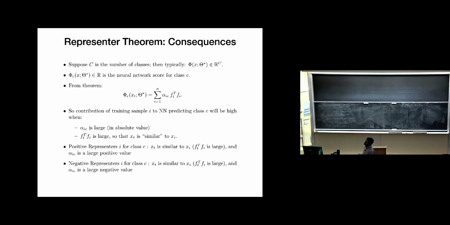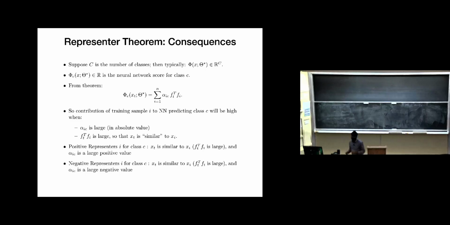And what I call positive representers would be where x_t is similar to x_i, and alpha_ic is a large positive value, and negative representers are where x_t is again similar to x_i, and alpha_ic is largely negative. Those are the most interesting training data points, right? You have training data points that look very similar to the test image, but they have a different label. This is very interesting, right?